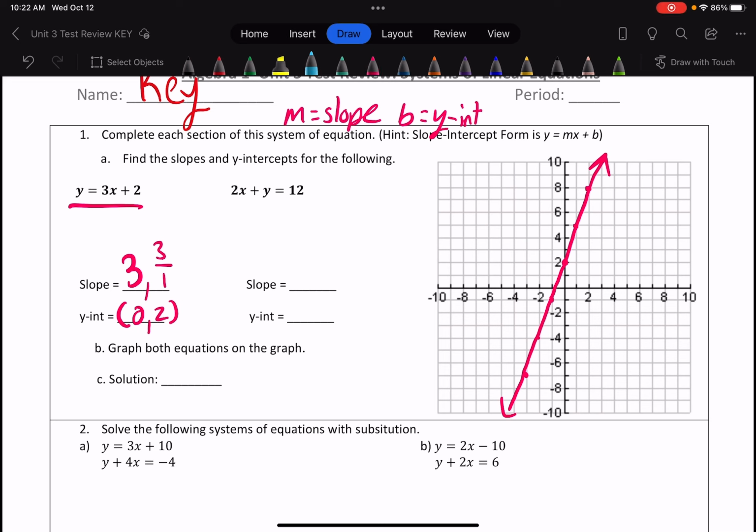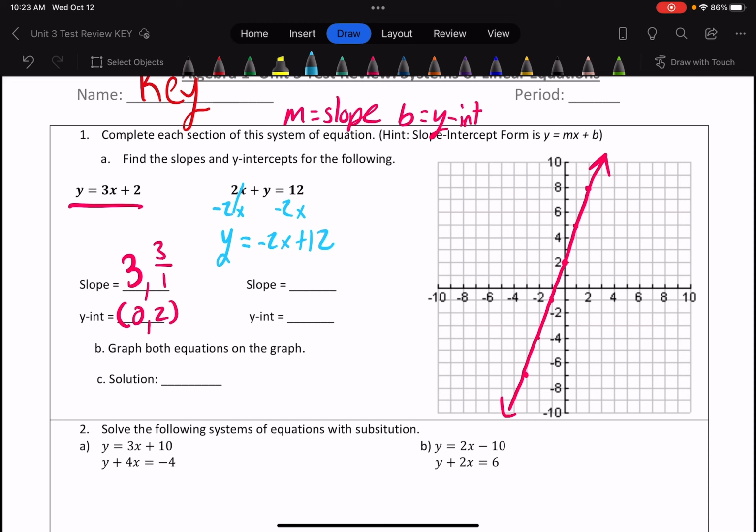Now I'm going to move on to the next equation. I've got 2x plus y equals 12. But right now it's not in slope-intercept form. In order to do that, I need to isolate my y variable on the left-hand side. Currently, it's adding 2x to it. So the opposite of addition is subtraction, which means I'm going to subtract 2x from both sides of this equation. That's going to give me y equals negative 2x plus 12, which is now in slope-intercept form.